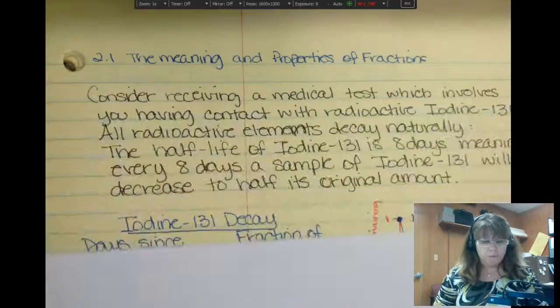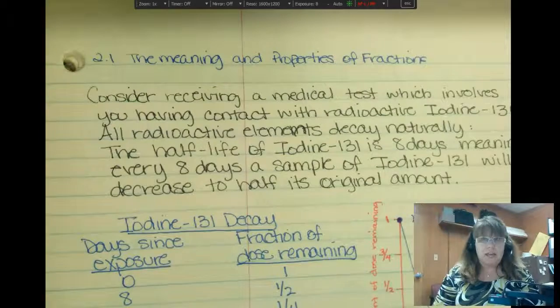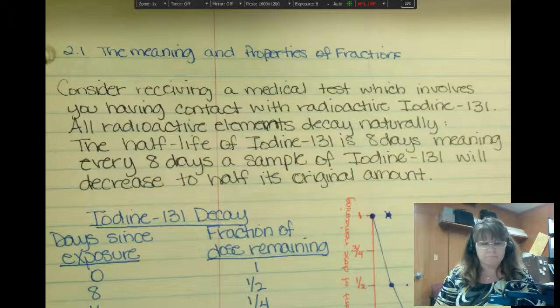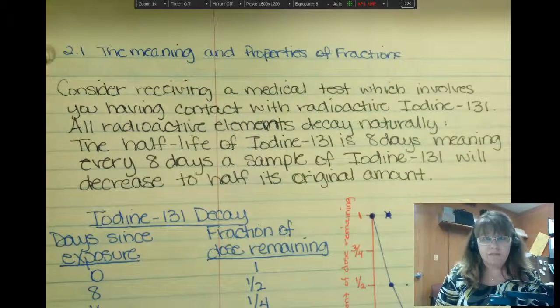So there's a problem in our book that I kind of want to go over really quickly. Consider receiving a medical test which involves you having contact with radioactive iodine-131. All radioactive elements decay naturally. The half-life of iodine-131 is 8 days, meaning every 8 days, the sample of iodine will decrease to half its original amount.